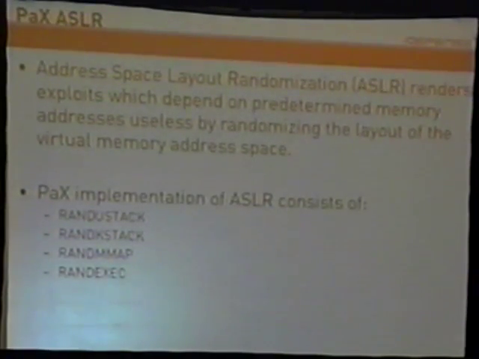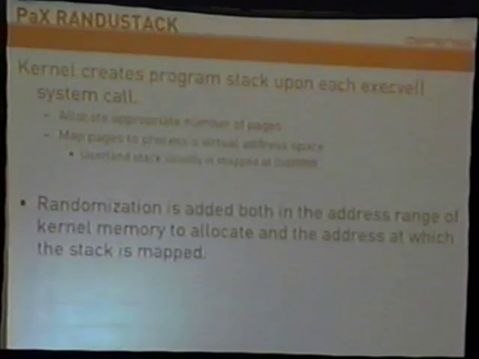The ASLR component consists of 4 different subcomponents that are listed here: the user stack, kernel stack, the memory mappings, and executable loading. The user stack is randomized upon each exec call.